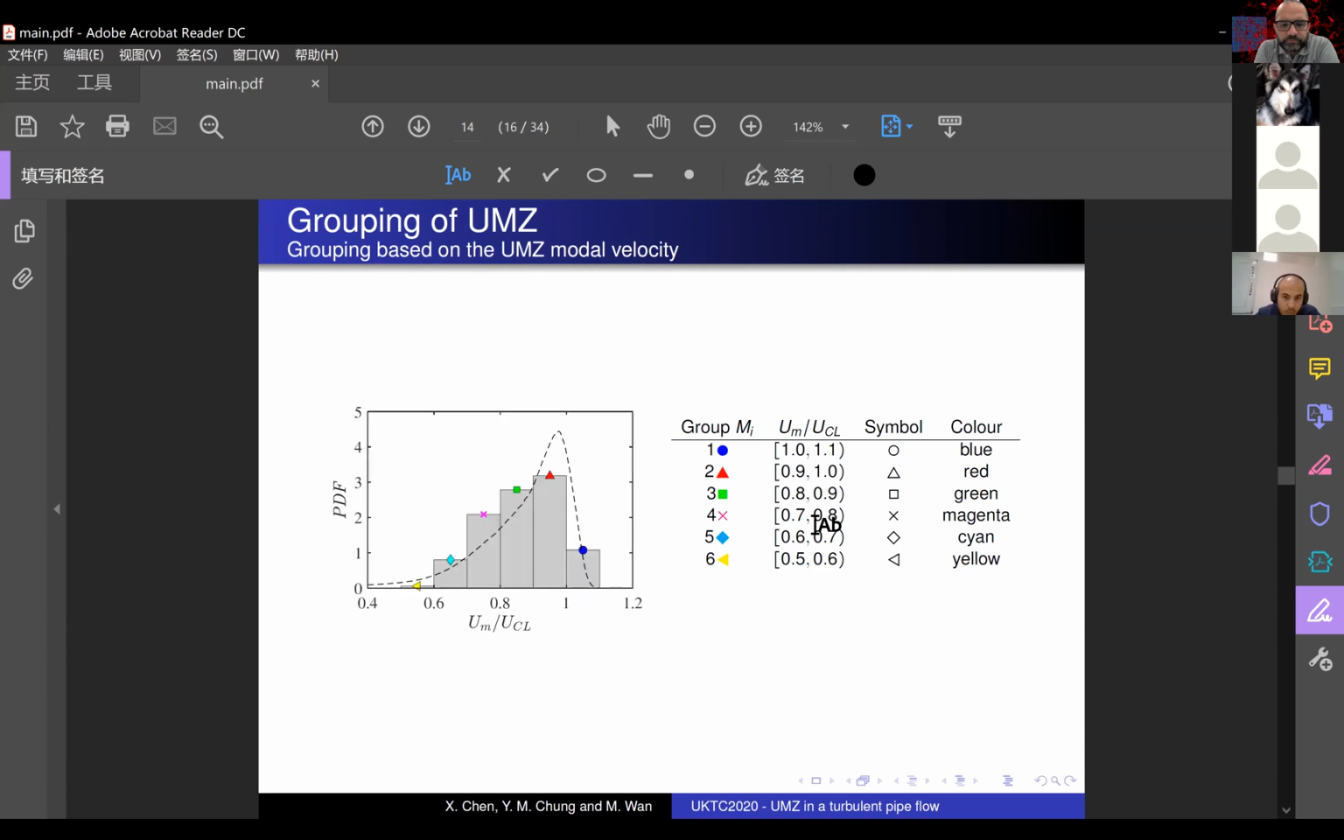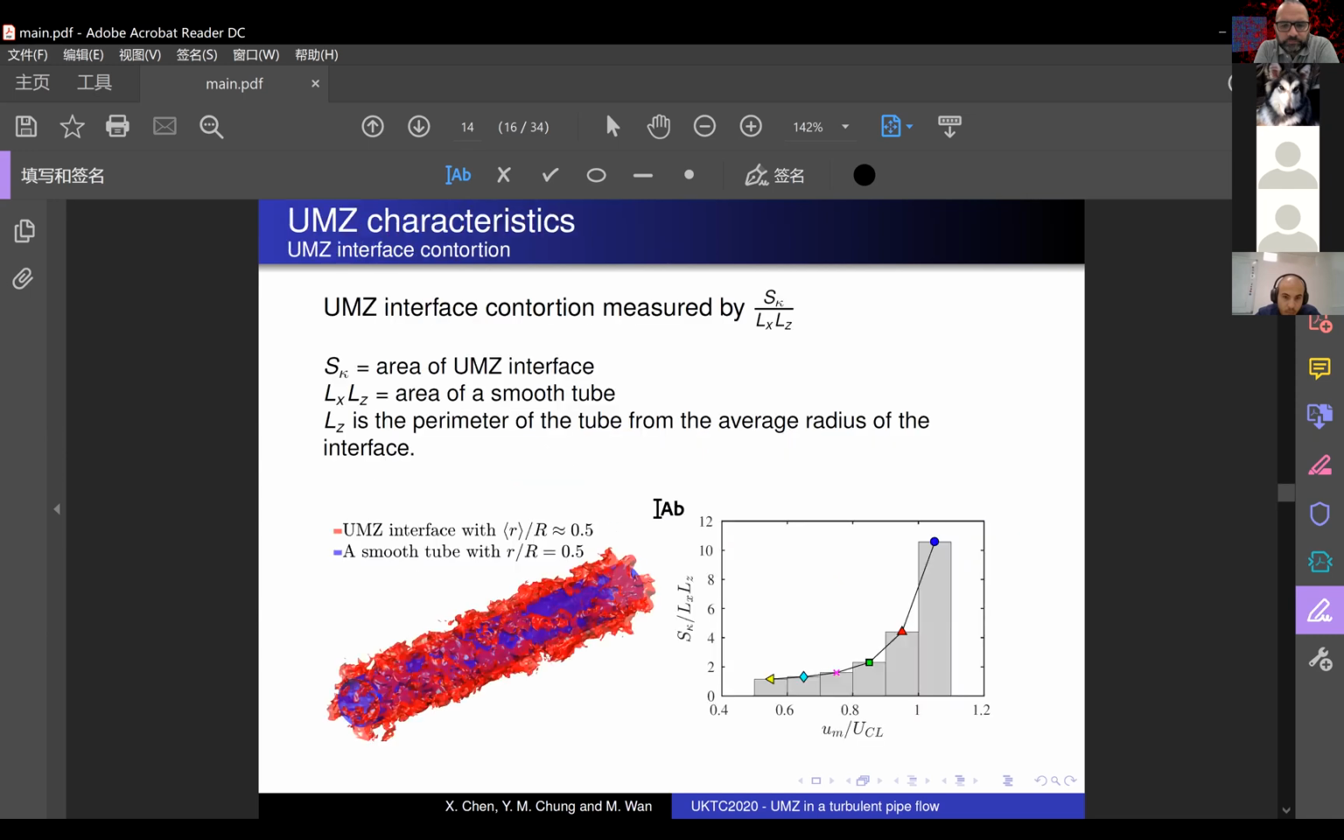This is a PDF of the number of zones that fell in each modal velocity group. We can see group 2 has most of the zones, traveling at about 90 to 100% of centerline velocity. The zones in group 1 traveling above the centerline velocity are much fewer than in group 2. And zones traveling below 60% of the centerline velocity, in yellow, are very rare. So the statistics of the zones and their interfaces are investigated by group averaging.